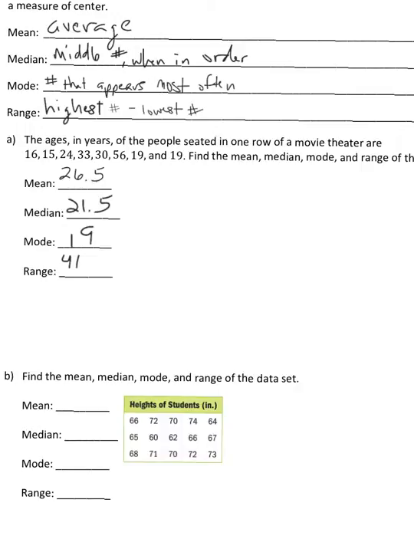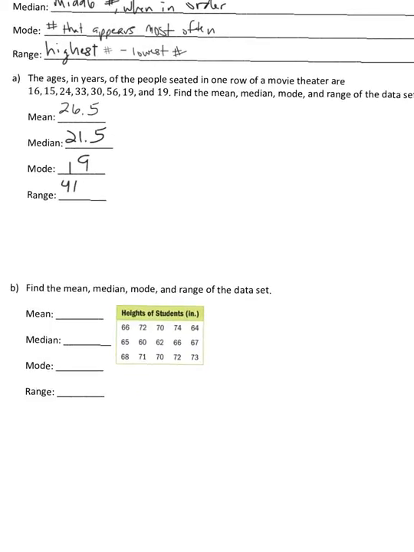The mode is the number that appears most often, which in this case is 19, because it's the only number that appeared more than once. And the range is the highest number minus the lowest number. The highest here is 56, and the lowest is 15. So if you subtract those, you should get 41. Please do the same for letter B on your own.